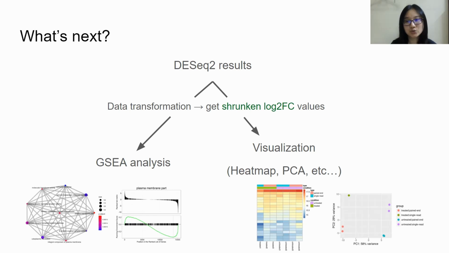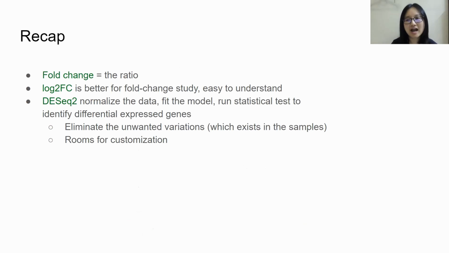So now, you already obtained the DESeq2 result, and you don't really just go for the log2 fold change. In fact, you can still use the log2 fold change result to go for some downstream analysis, for example gene set enrichment analysis, or other types of visualization using heat map, PCA, and so on. So a little bit of a recap of the video today. Fold change is the ratio of the samples, and log2 fold change is a better way to study the fold change because this is easier for us to understand.